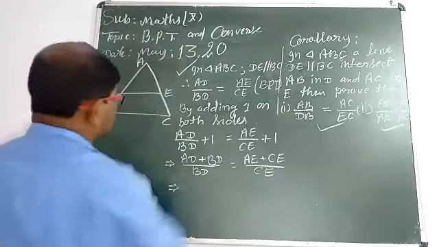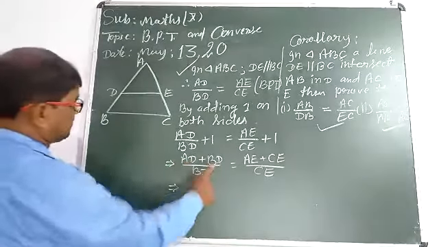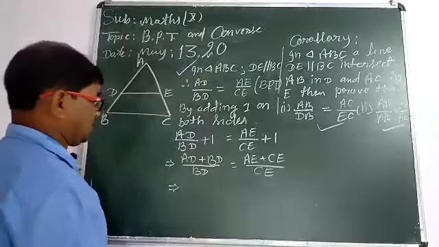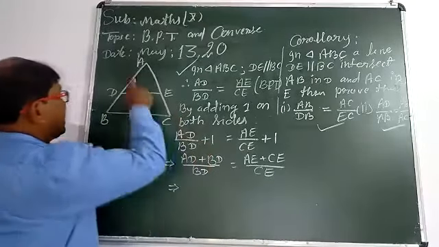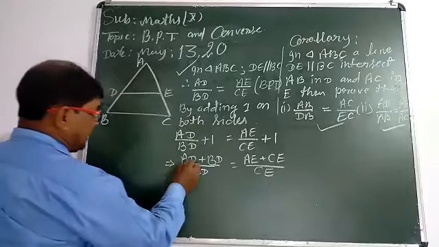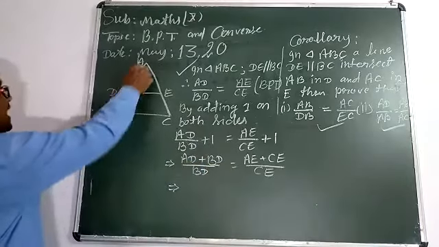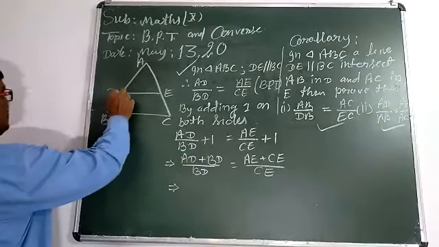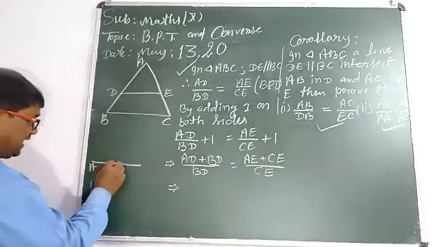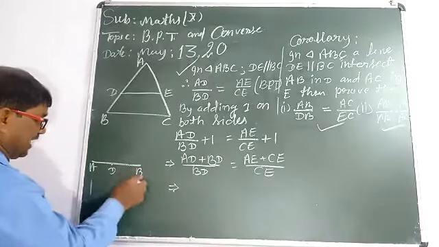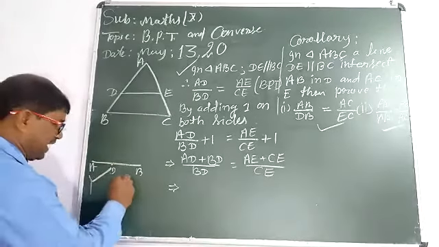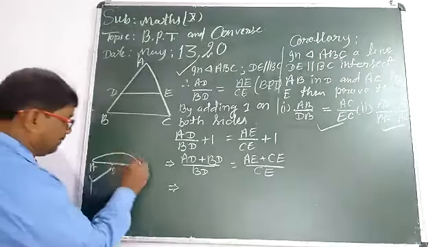Now check the given diagram. AD plus BD. These two are not numerical facts. You should go in the diagram and check the system. AD plus BD, AD plus BD, just like this line segment, AD plus BD. AD plus BD equal to AB.